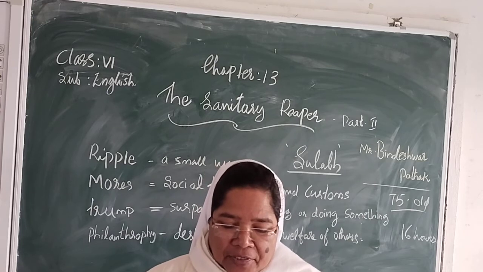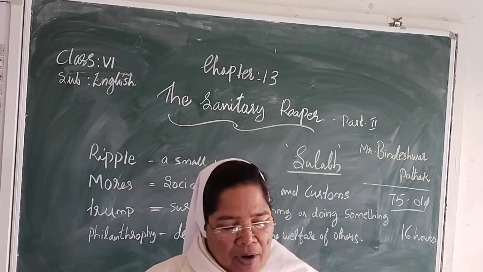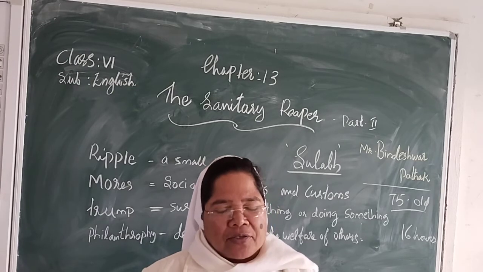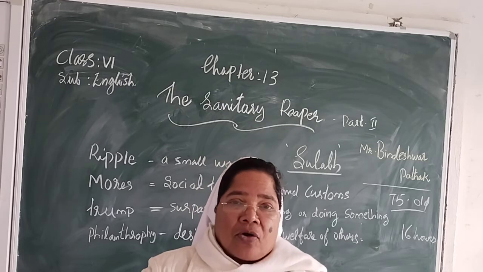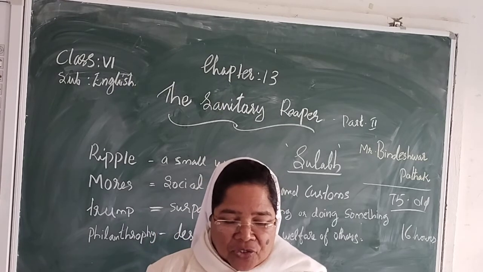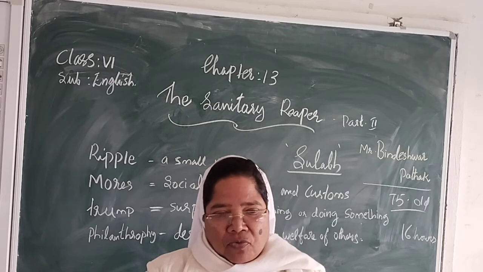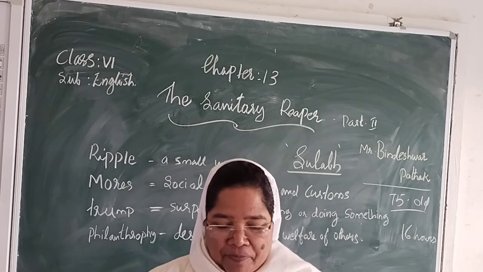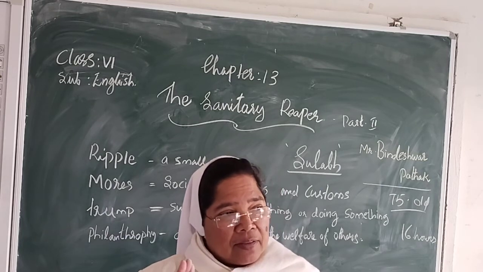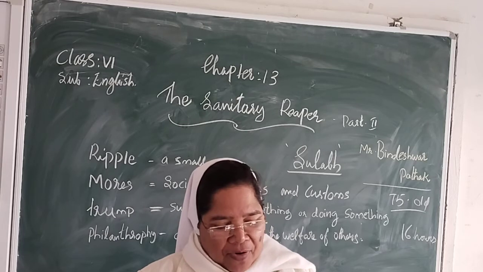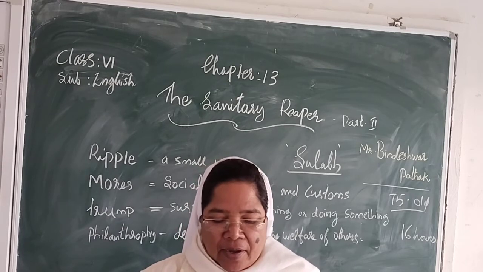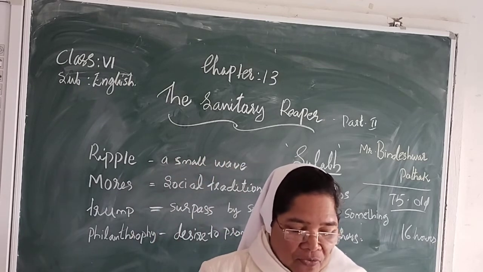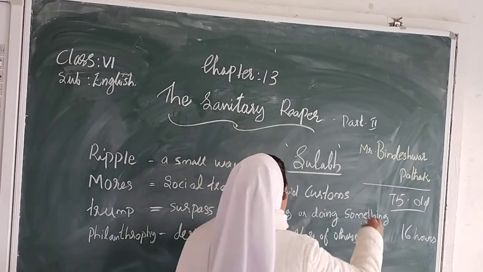Just like my wife gave birth to our three children, he has three children. He is now 75 years old, and he works every day for all the villages and all the places where this is going on. He said, my wife gave birth to three children, and I also gave birth to Sulabh.